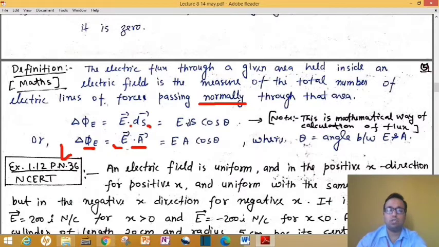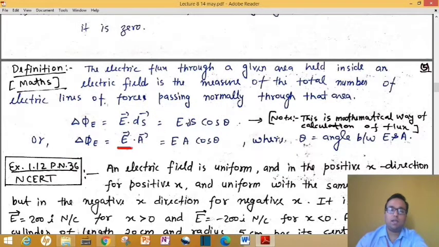ds is also notation for area, but this is a small area. If you remember, in the previous example we had this ds, and we have to put a dot product here. You will understand that we have to take the dot product of the electric field. E dot ds: electric field is a vector, area is also a vector, its direction is normal to its plane, and the dot product E dot ds is written as E ds cos theta, where theta is the angle between the direction of E and the direction of S.